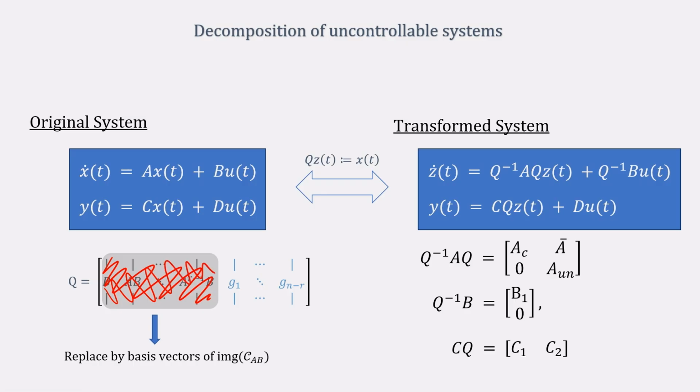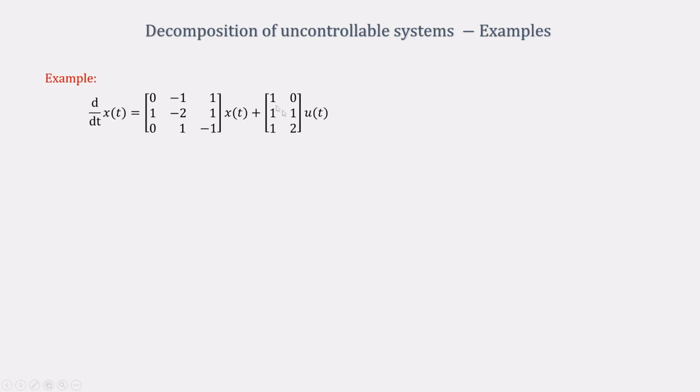Okay, you can come up with any basis of image of CAB. We know that since the dimension of this space is R, it will have R number of basis vectors. So, we will stack R number of basis vectors here. And once I stack that up, I can again go ahead with the same idea: I add more vectors here to make Q an invertible matrix. Okay, let us take an example and look at this problem.